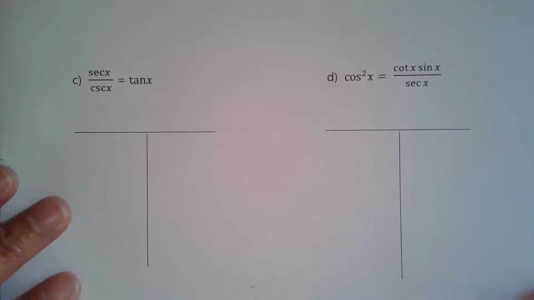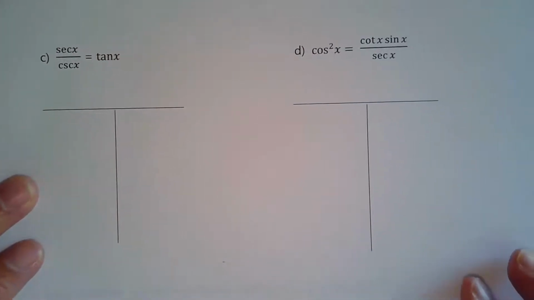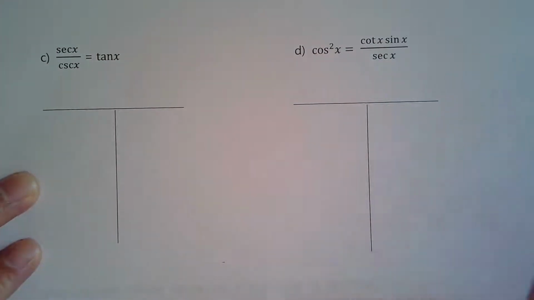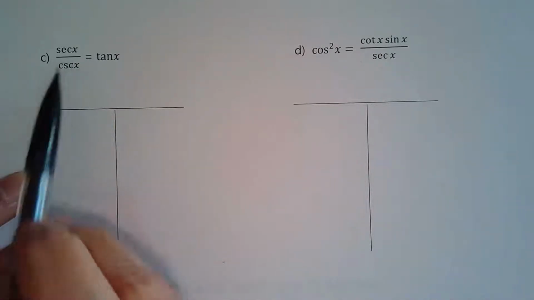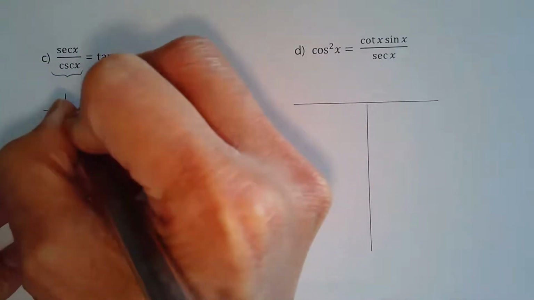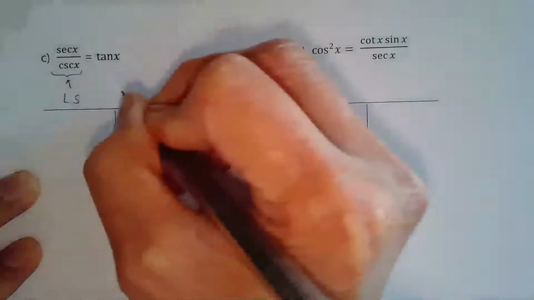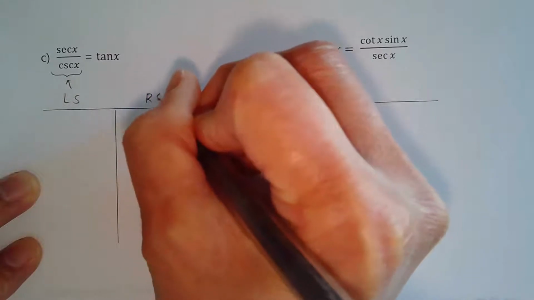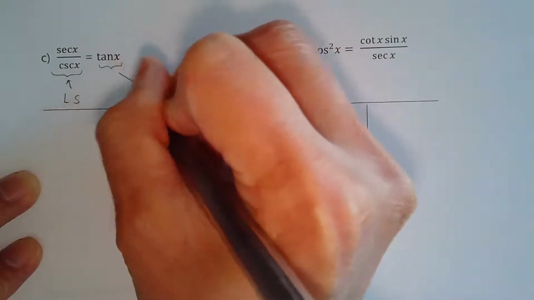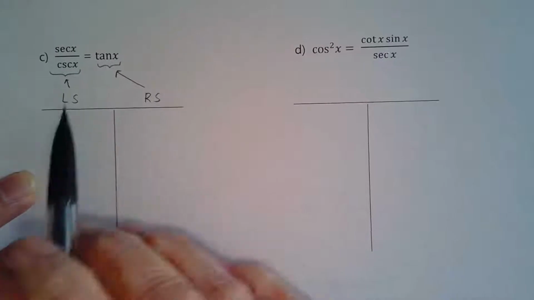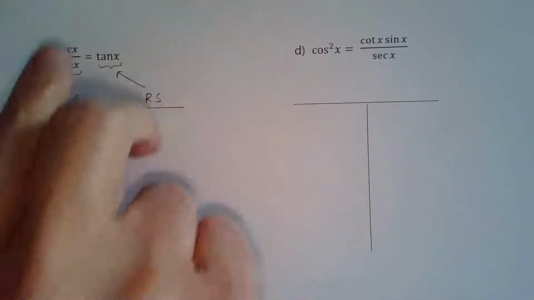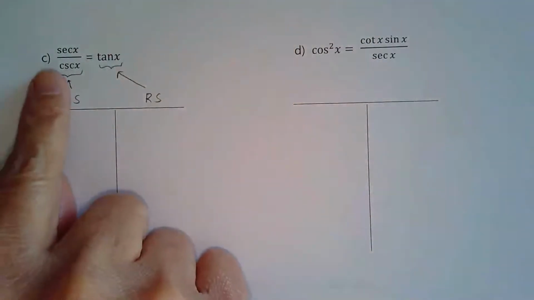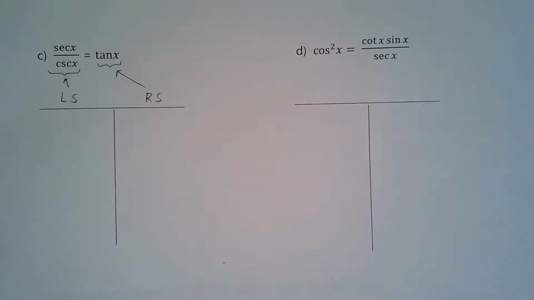Now let's take a look at letter C. Letter C. Okay, so which one should I look at? This is my left side, and then tan of x is the right side. Now, we don't always have to solve the left side. It just looks like we're always simplifying the left side, but it's whichever is the more complicated one.